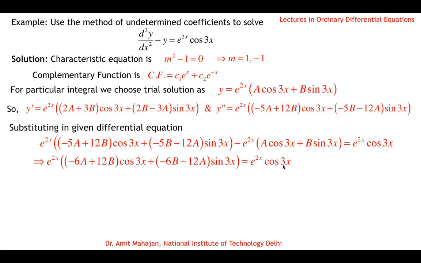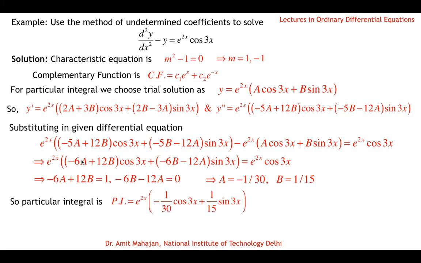On the right hand side, e power 2x cos 3x has a coefficient of 1, and on the left it has a coefficient of minus 6a plus 12b, so minus 6a plus 12b equals 1. And e power 2x sine 3x has a coefficient of minus 6b minus 12a, which is not on the right, so minus 6b minus 12a must be equal to 0. These two equations we can solve to calculate a and b. So a is minus 1 by 30 and b is 1 by 15, and then we substitute them back to find the particular integral.